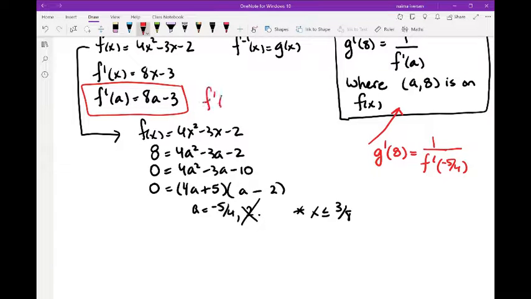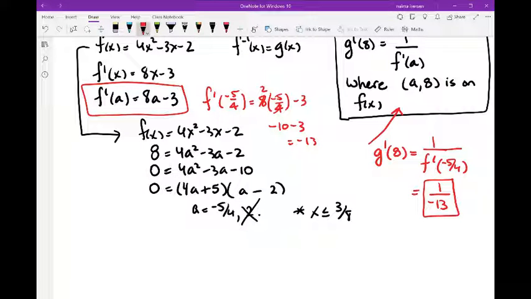So f prime of negative 5 over 4 is equal to 8 times negative 5 over 4 minus 3. So those are going to be gone. I'm going to get negative 10 minus 3, which is negative 13. And my answer would be 1 over negative 13, or negative 1 over 13. I'll come back to another one of these in a couple of minutes, but that's the idea behind the inverse function, is that we don't actually have to find the equation of the inverse to be able to deal with it. We use that property that we had.